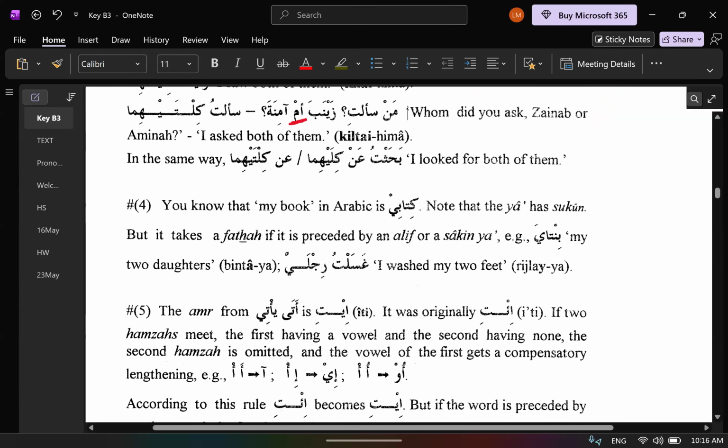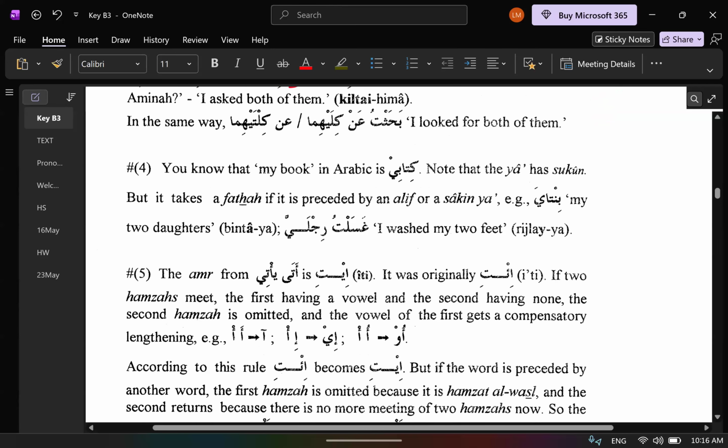Okay, so now number 4. You know that my book in Arabic is kitabi. Note that the ya has sakoon. Yeah, kitabi, ya has a sakoon.